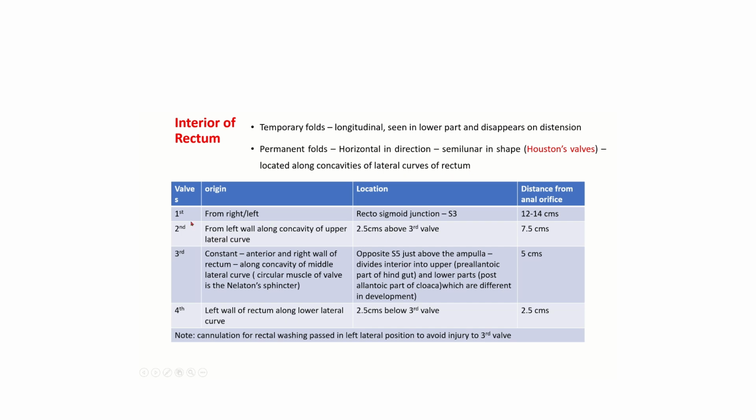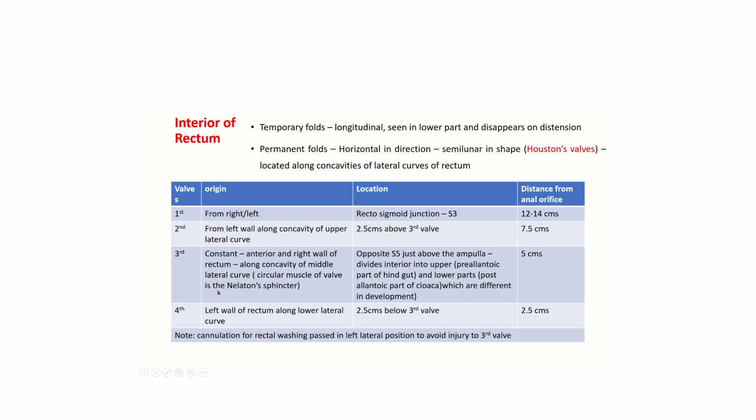So if you see the first valve, it can originate from right or left, located at rectosigmoid junction at S3 vertebra. The distance from anal orifice is 12 to 14 centimeters. If you see the second valve, it is from the left wall along concavity of the upper lateral curve, approximately 2.5 centimeters above the third valve and 7.5 centimeters above the anal orifice. The third valve, which is the most constant, arises from anterior and right wall of rectum along the concavity of the middle lateral curve.